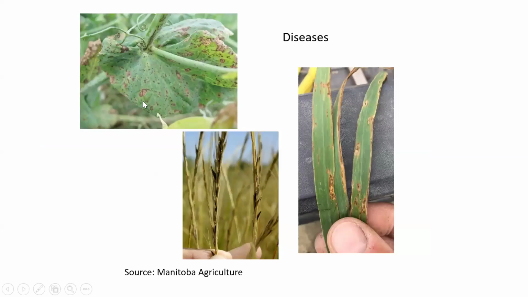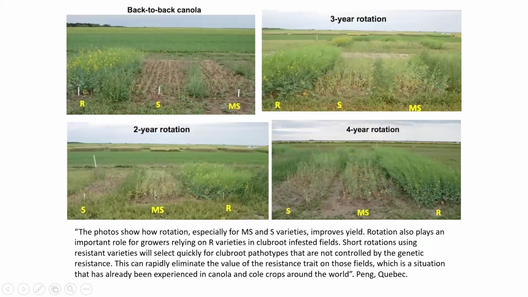All right, so we're talking about plant diversity. Let's talk not about insects, but shift our gears to diseases. How can different strategies reduce disease outbreak? Well, these images here, which I'll explain in just a minute, show the value of crop rotation in reducing the problem of clubroot, which is a serious disease of canola.